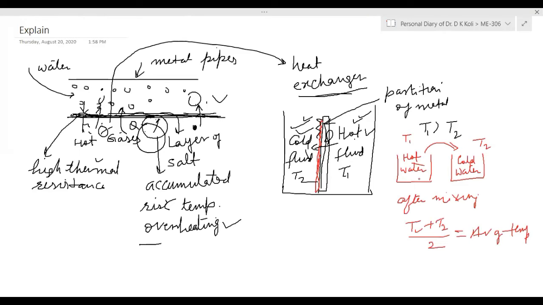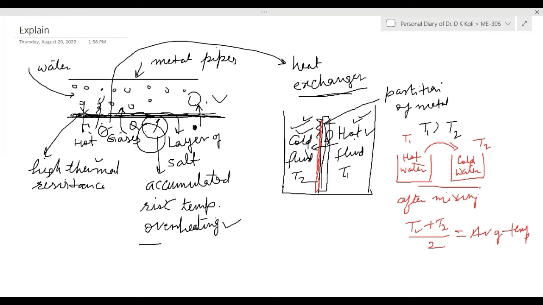So what happened? Actually, when we mix two fluids, some heat of the hot water is transferred to the cold water. So there is also heat transfer from the hot fluid to the cold fluid. But here the two fluids are allowed to mix together. This mechanism is used in case of the Loeffler boiler.